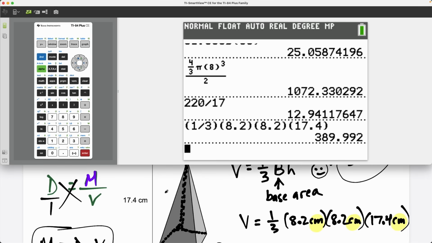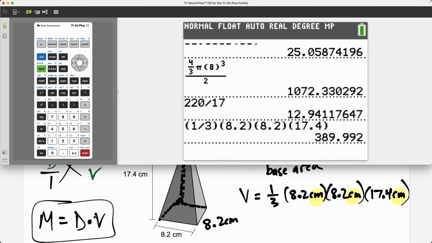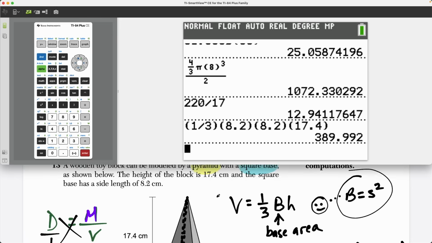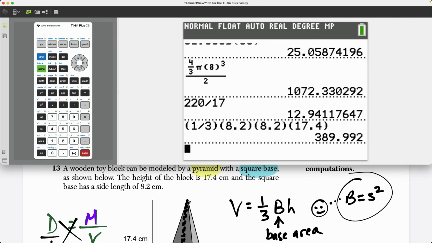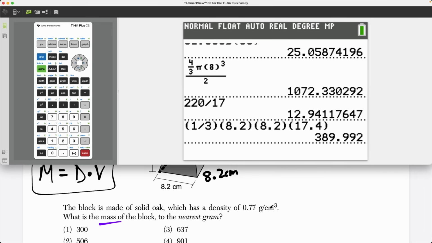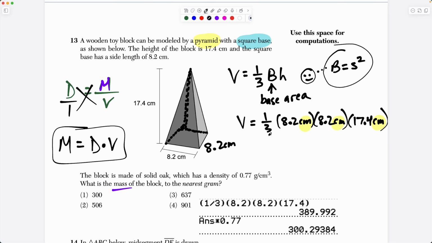But to find the mass of the pyramid, I have to multiply the volume by the density. And they told us the density of this toy block here is 0.77 grams per cubic centimeter. So I would multiply this by 0.77 grams per cubic centimeter to get the mass. First, I'll just write out the volume here. The volume is equal to 389.992 cubic centimeters. And the question does say to round to the nearest gram, but for geometry questions like this, please make sure that you round at the very, very end.